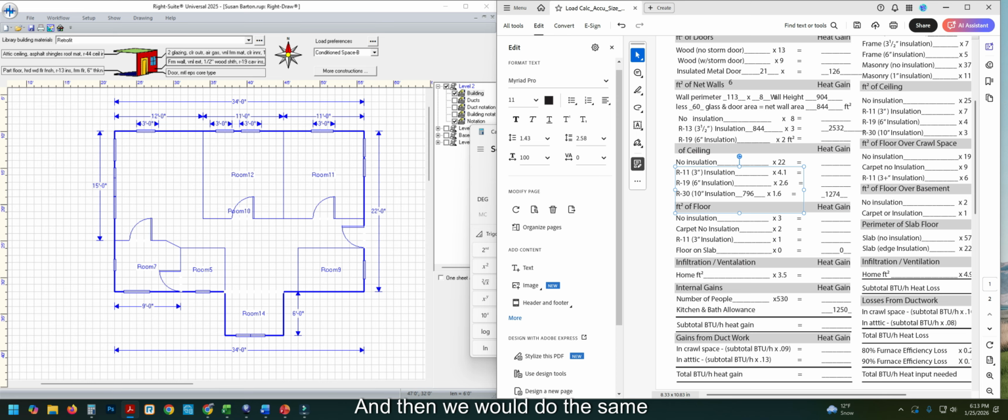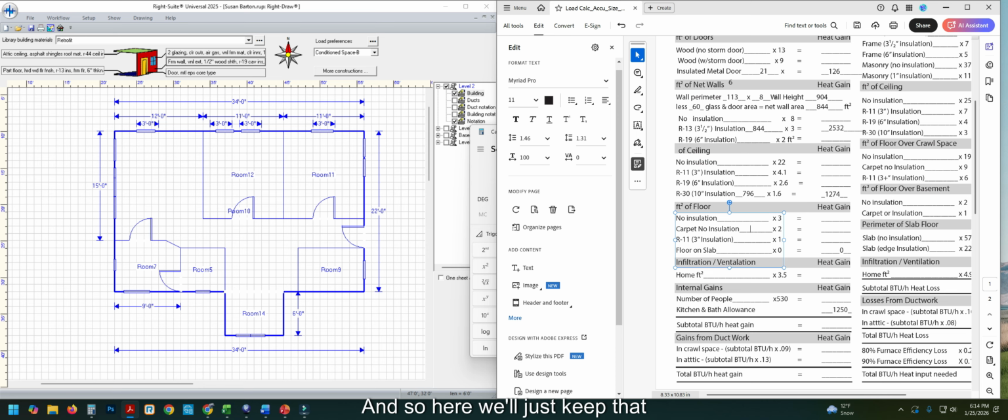And then we would do the same thing for the square feet of our floor, and we would just put it into the category. We may have no insulation, we would have carpet, maybe a floor on a slab. Floor on slab would be if you have no basement. If we do have maybe a basement area, maybe there's some insulation up there, we can put it in this category. But most homes in our area are going to be either carpeted or have no insulation. So you can just put the value in there.